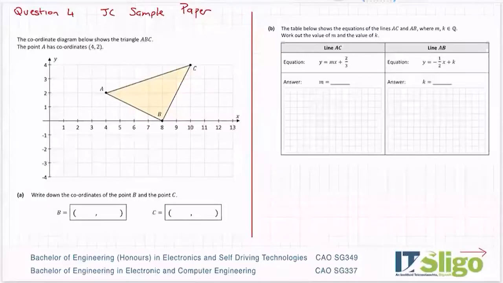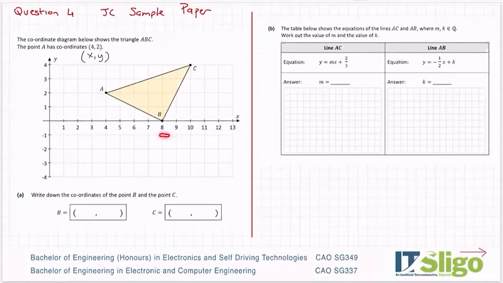Right, let's move on to question 4 in the sample paper that examinations.ie has put up. The coordinate diagram below shows the triangle ABC. The point A has coordinates 4, 2. So over 4 on your x-axis, it's always x comma y when we're looking at points, and up 2, and that gives you the location of A. Write down the coordinates of the points B and C.